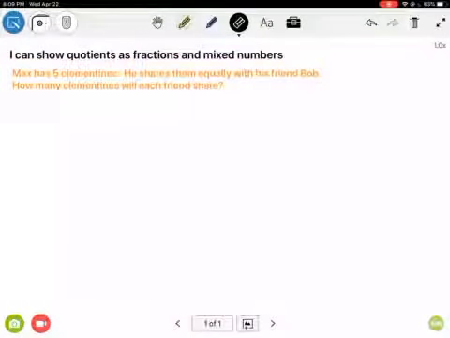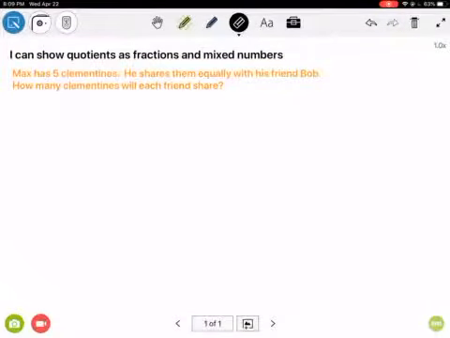Everybody, today we're going to be doing 9.2. Our learning target is I can show quotients as fractions and mixed numbers. We are going to be working through the following problem. Max has 5 clementines. He shares them equally with his friend Bob. How many clementines will each friend share?